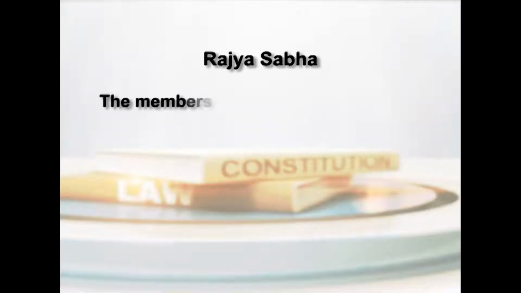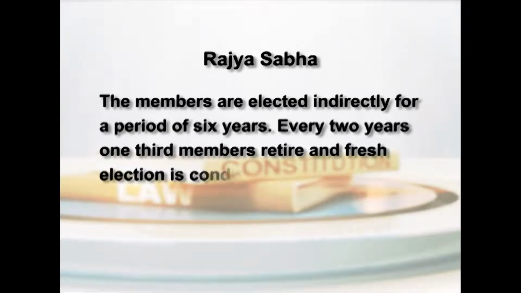So far as the composition of the Rajya Sabha is concerned, it is interesting to note that the Rajya Sabha is a permanent body, just like the American Senate. This means that the Rajya Sabha is a continuing house and is not subject to dissolution like the Lok Sabha in the Indian Parliament. In fact, the members are elected indirectly for a period of 6 years.